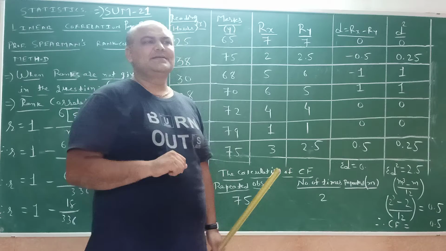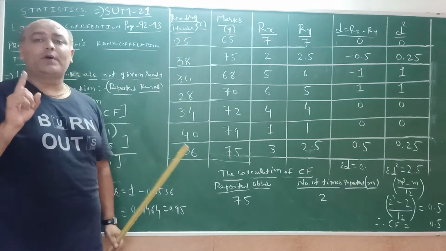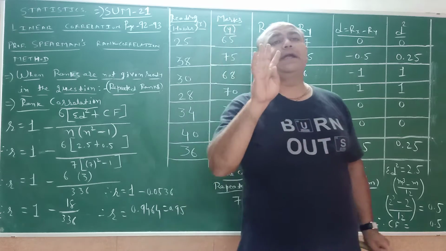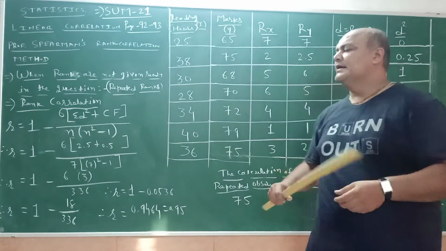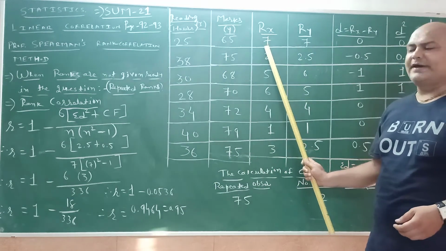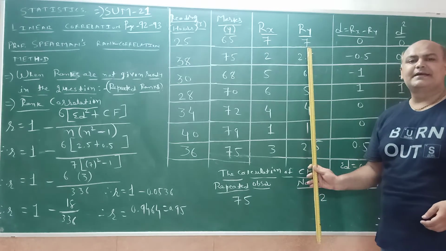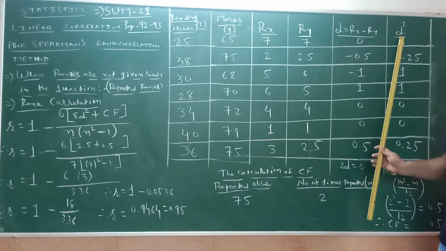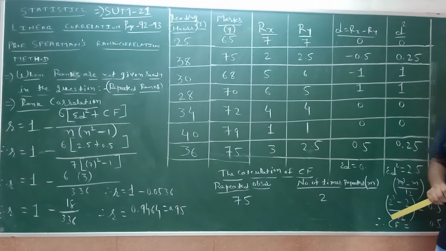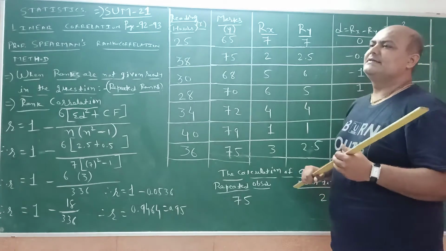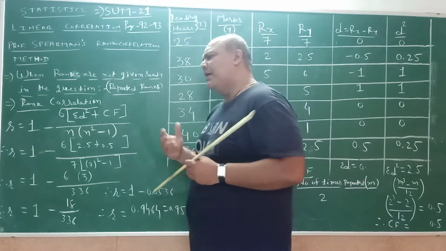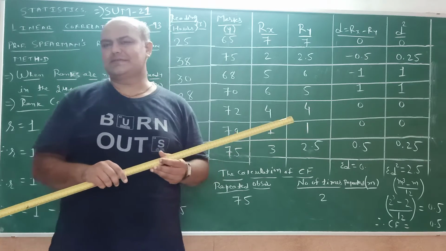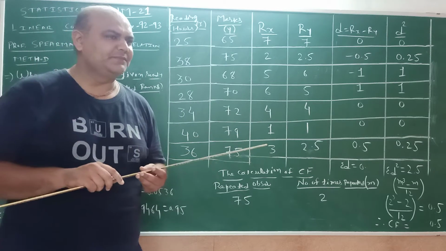I repeat this. When ranks are not provided in the question, remember, we have to prepare four additional columns: Rx, rank of X; Ry, rank of Y; D, that is Rx minus Ry; and D square. Now the question arises, sir, in which way do we give the ranks to the variables or numericals? It is very easy.